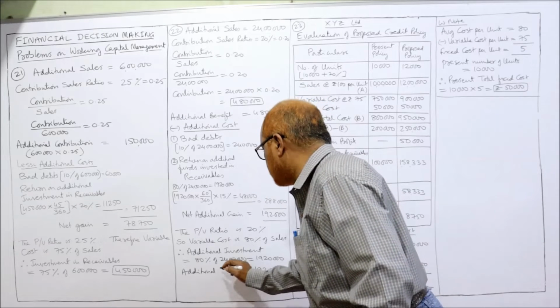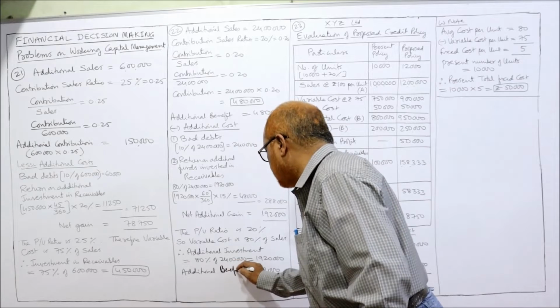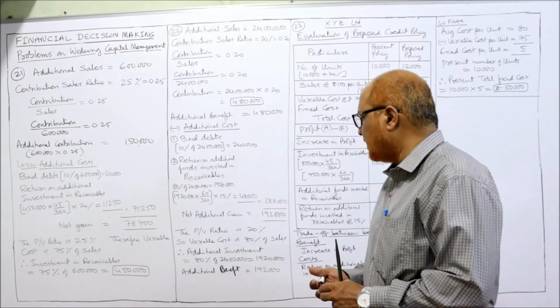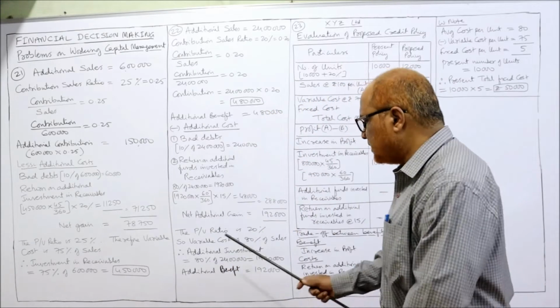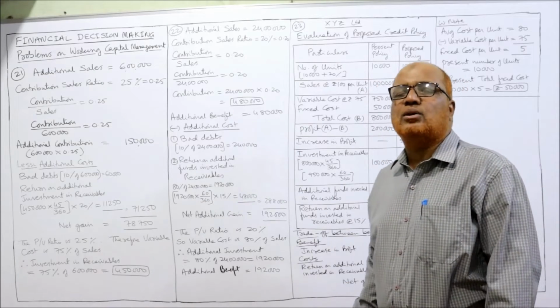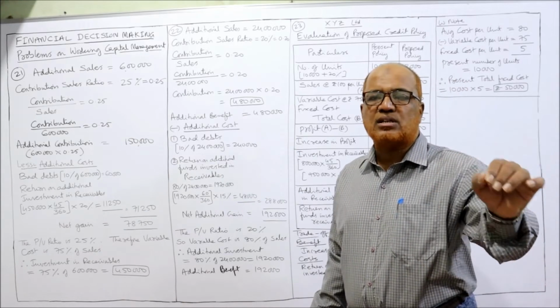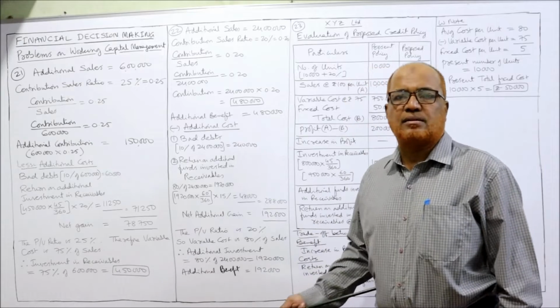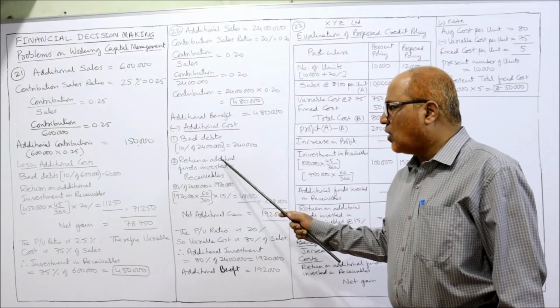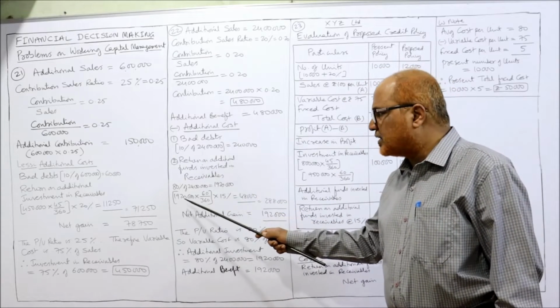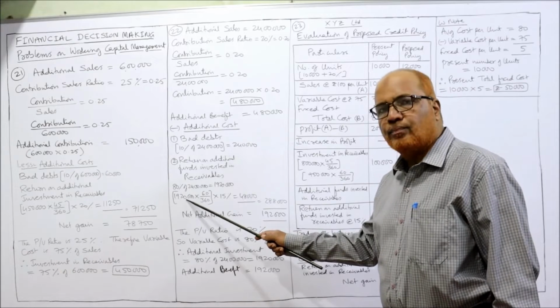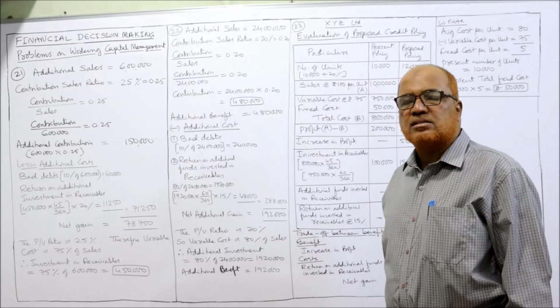No, additional benefit, this one, correct. So ultimately, finally 1,92,000. So 19,20,000. What is this 19,20,000? It is the additional funds invested in receivables. Now, return on additional funds invested. Additional funds invested 19,20,000 into 60 by 360.